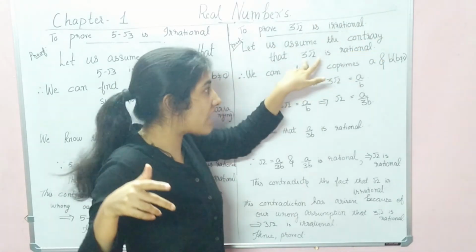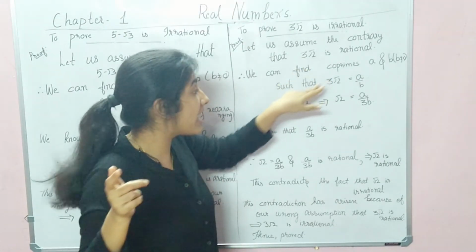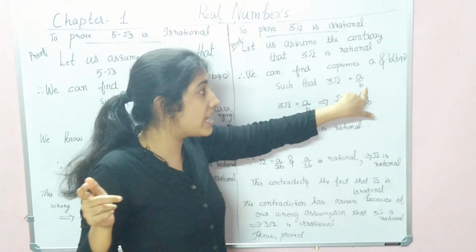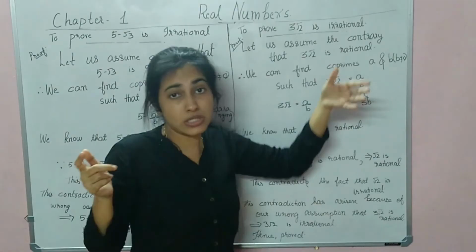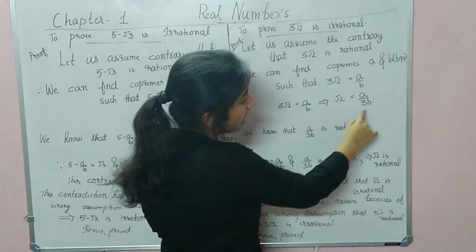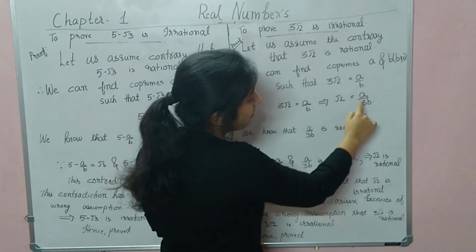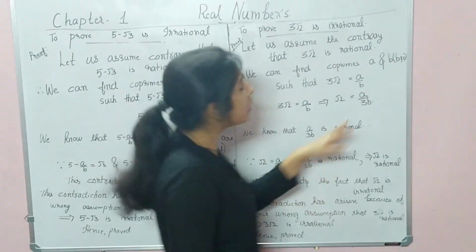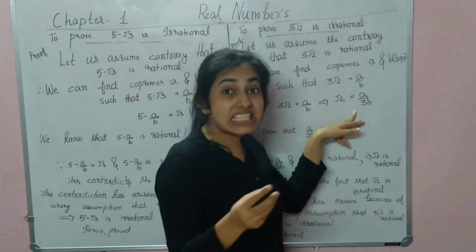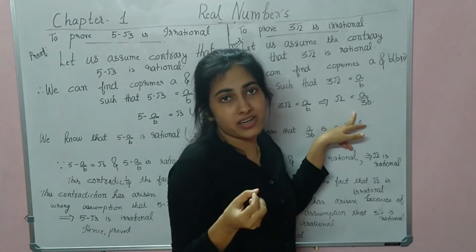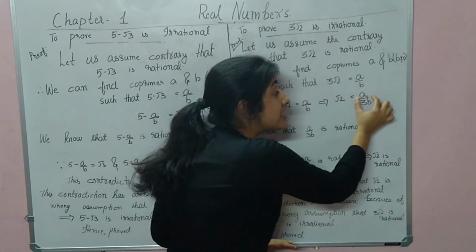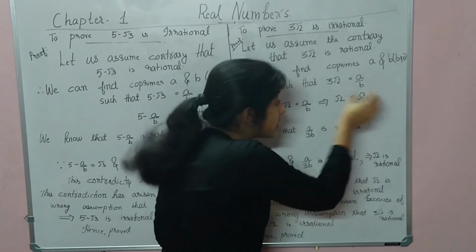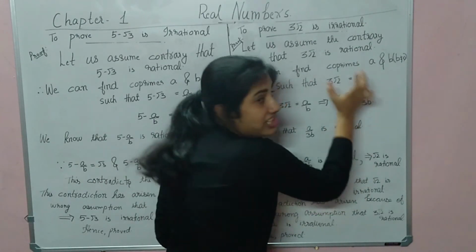If a number is rational, we can find coprimes a and b such that 3 root 2 equals a by b, where a and b are integers and b is not equal to 0. So taking the 3 to the RHS, 3 becomes 1 by 3. So root 2 equals a by 3b. We know that a by 3b is a rational number. But root 2 equals a divided by 3b, which is a rational number, means root 2 is also rational.